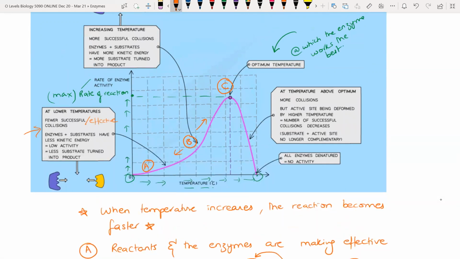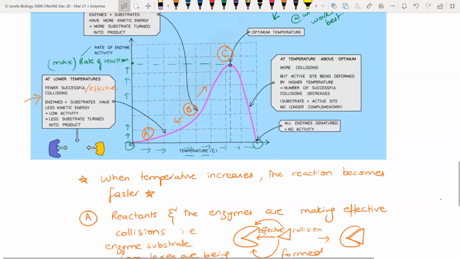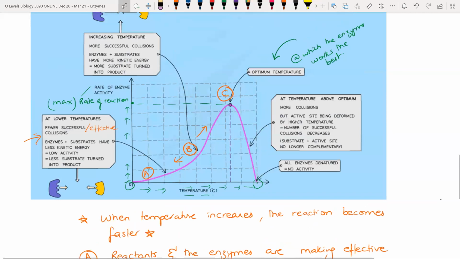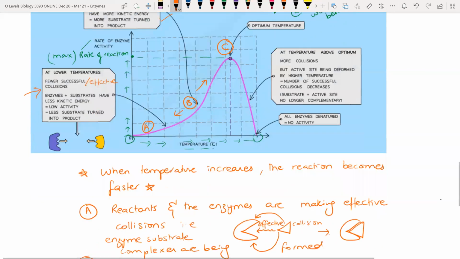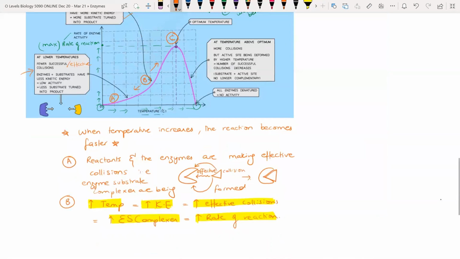Enzymes plus substrates have less kinetic energy, low activity, so less substrate turned into product. Okay, that's exactly what I mentioned. And then look at point B, what they've mentioned. Increasing temperature, more successful collisions, more substrate turned into products. Okay, but I've made it easier for you in terms of points. Now, point C, it's the temperature at which the activity is maximum. Okay, and what do we call this temperature? This is known as the optimum temperature.